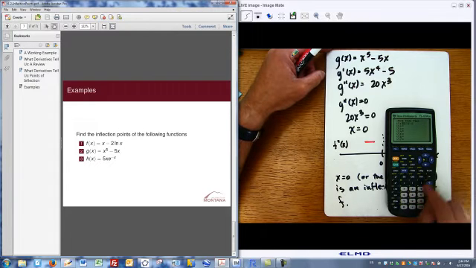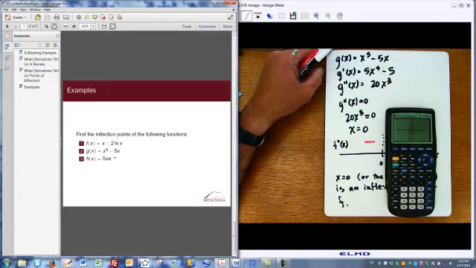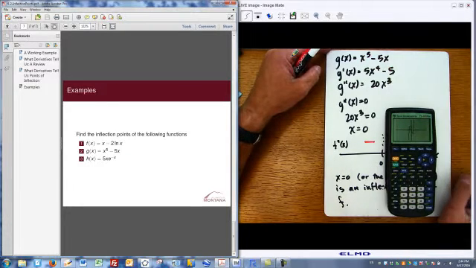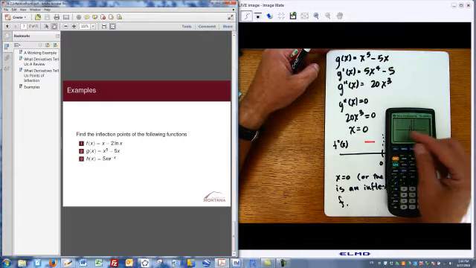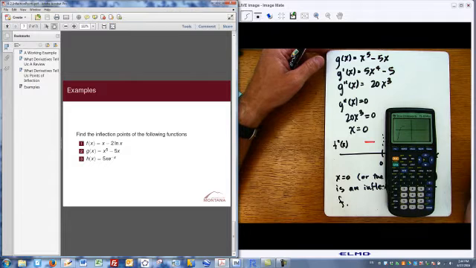X raised to the 5th minus 5x. Let's just do a zoom 6 and see what we get. Okay, something that looks like that. Pretty narrow view, so I think I'm going to restrict the domain from -2 to 2 and graph it again just to get a better picture.